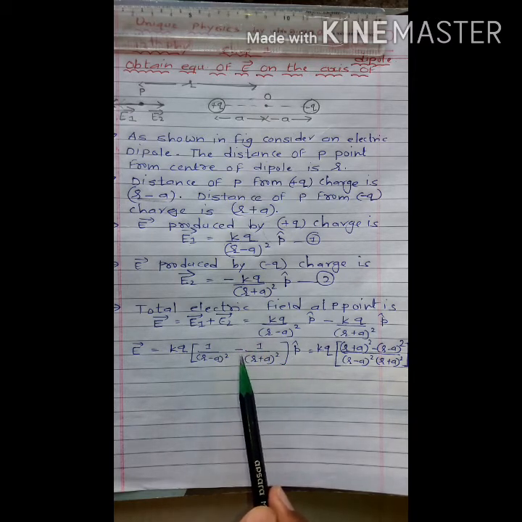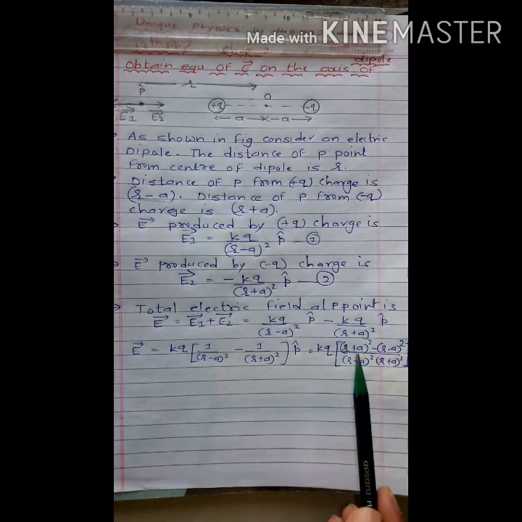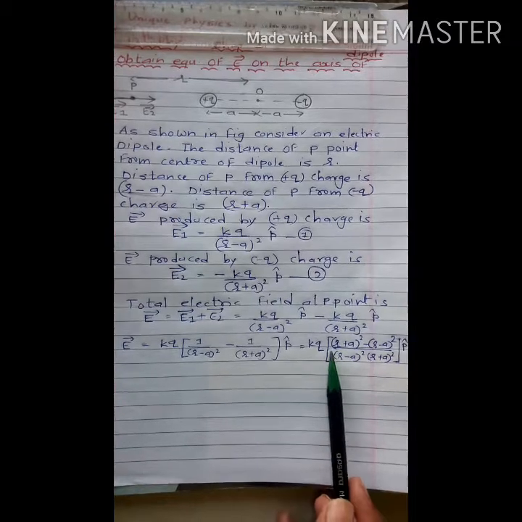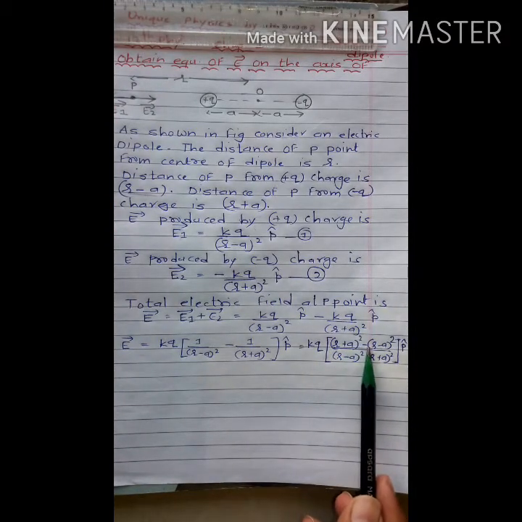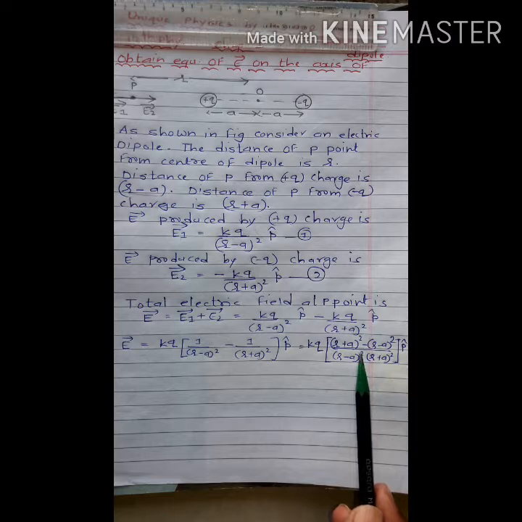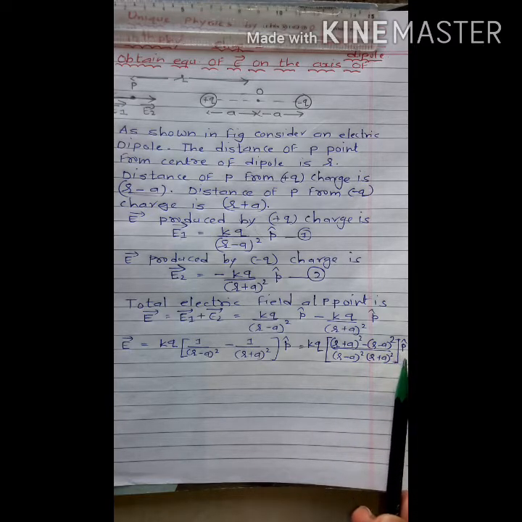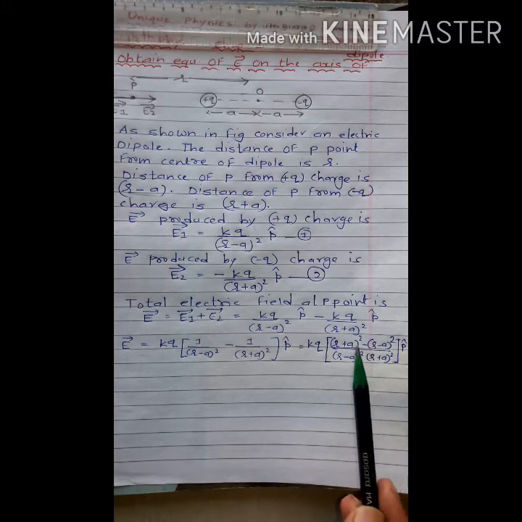So here we consider cross multiplication. So KQ as it is into square bracket, cross multiplication: (R plus A) whole square minus this term (R minus A) whole square, upon (R minus A) whole square into (R plus A) whole square into P cap. So now try to solve this bracket, okay, and find your answer.